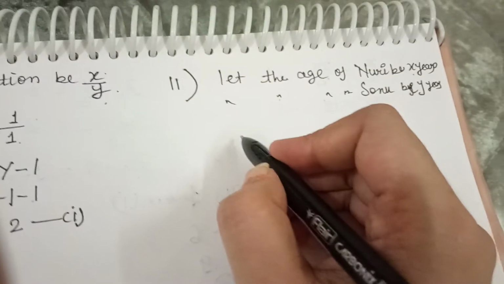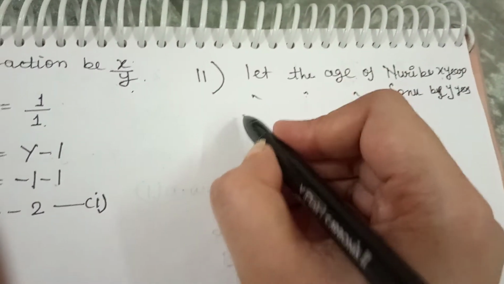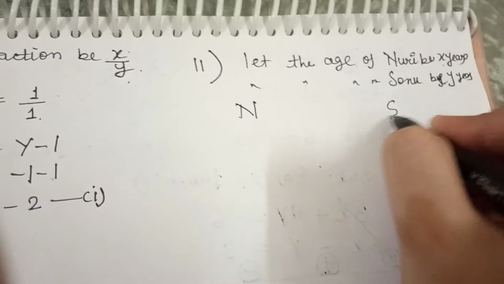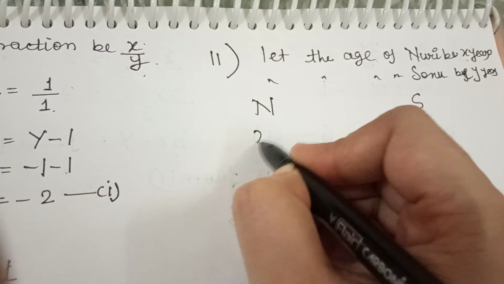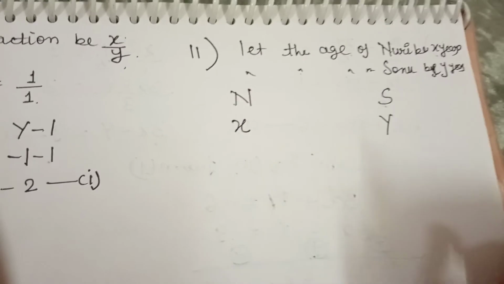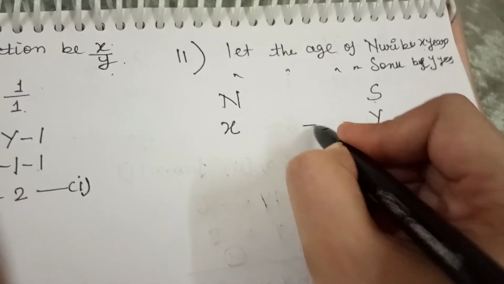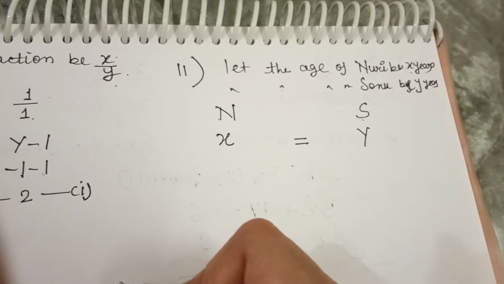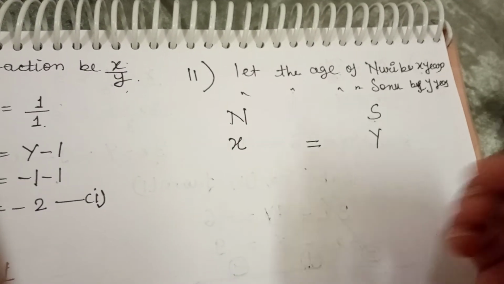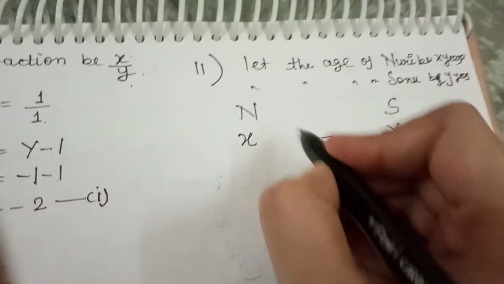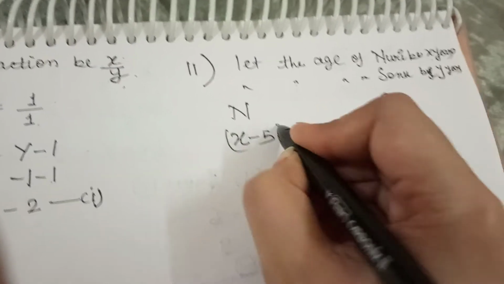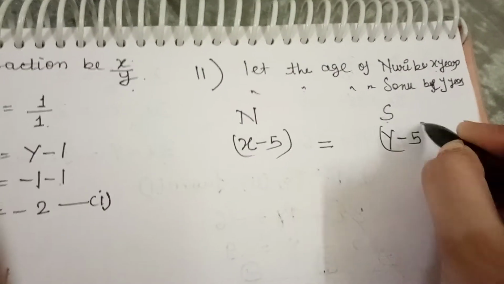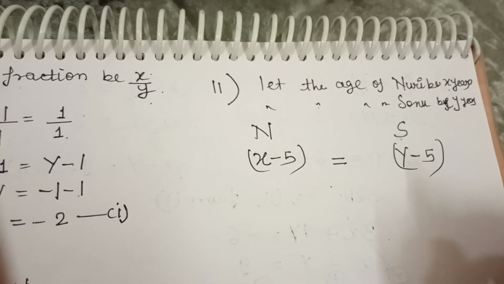So age questions, I told you how to do. One side write Noori and one side write Sonu. So what is the age of Noori? x. And what is the age of Sonu? y. And what will we put in between? Equal sign, because we are making the equations. Now you come to the first condition. 5 years ago. So you subtract 5 from both. Done. What happened 5 years ago?